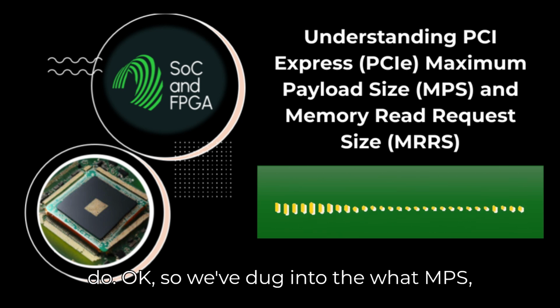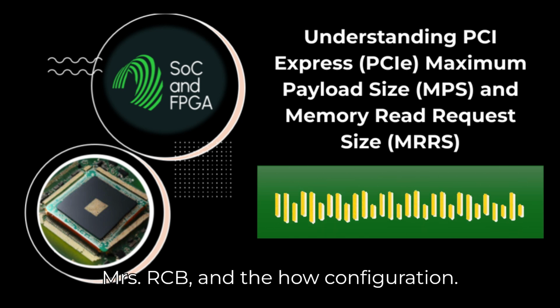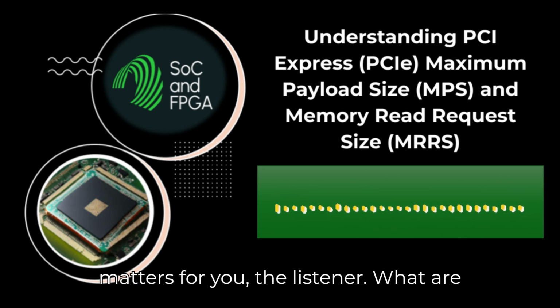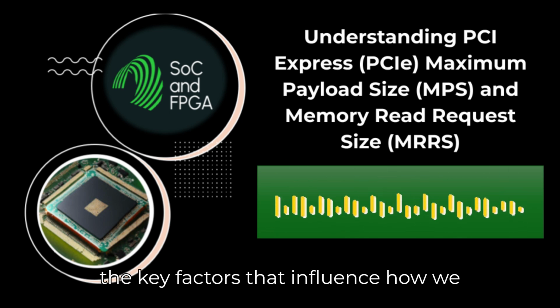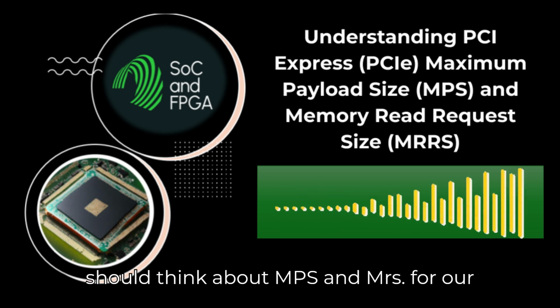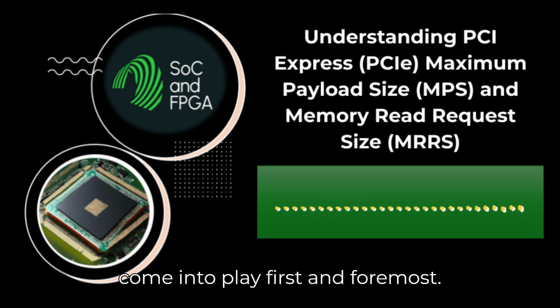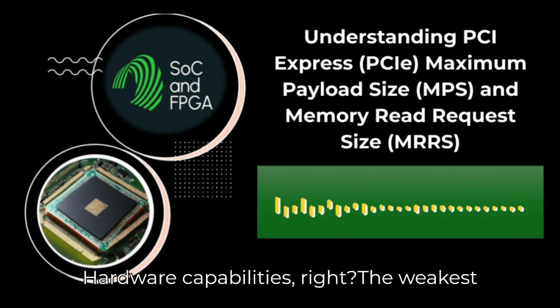Okay, so we've dug into the what, MPS, MRRS, RCB, and the how, configuration. Now, let's really focus on the why this matters for you, the listener. What are the key factors that influence how we should think about MPS and MRRS for our own system? Okay, several crucial things come into play. First and foremost, hardware capabilities. Right, the weakest link idea?